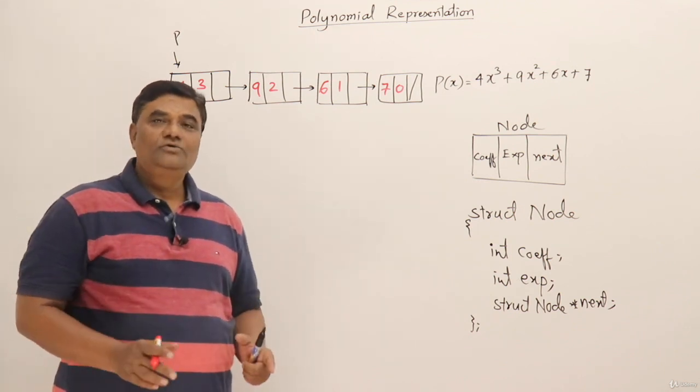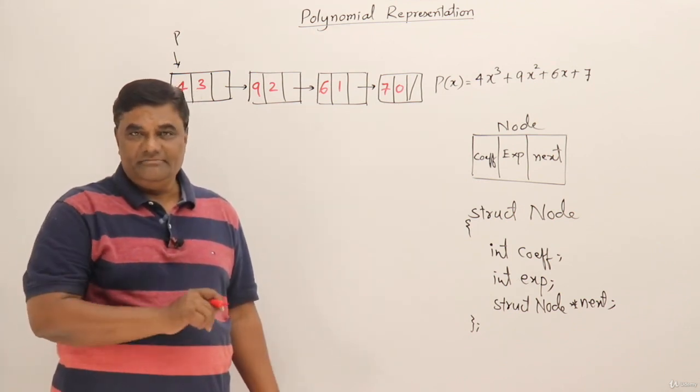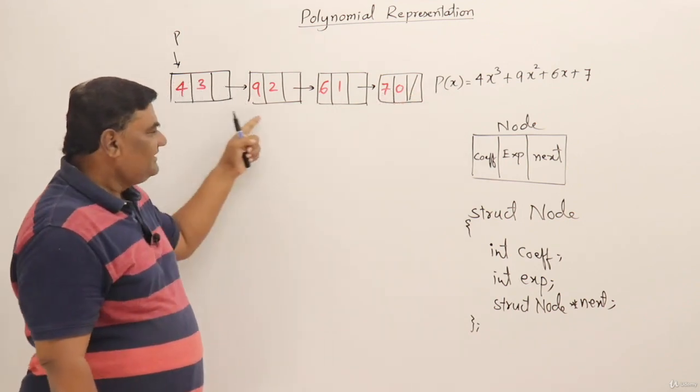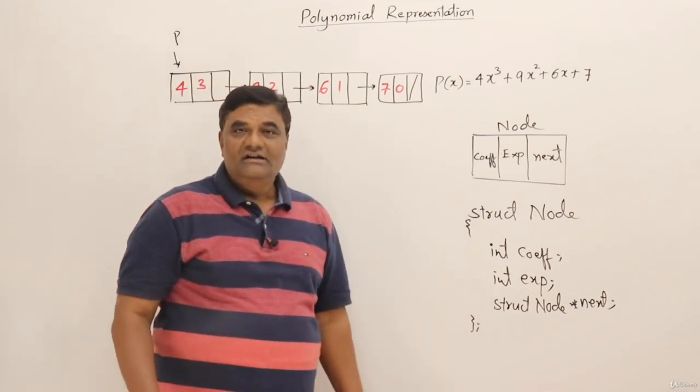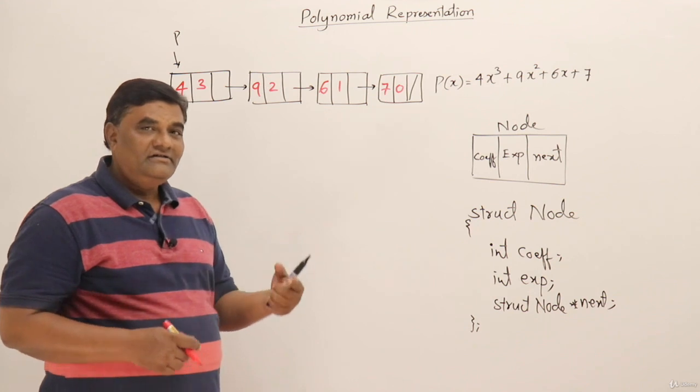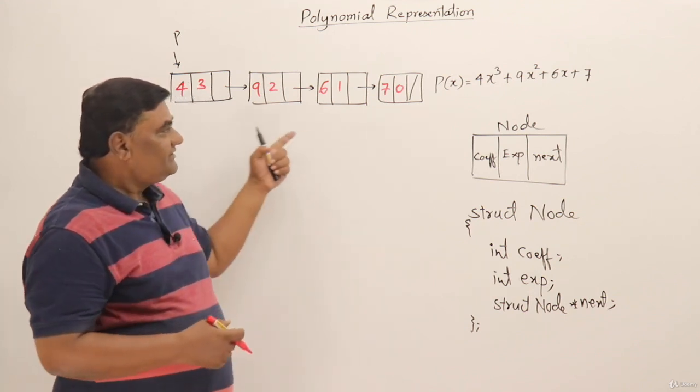Now we will learn how to evaluate a polynomial. Already we have a polynomial, and this is represented using a linked list using this node structure. Now if we know the value of x, then how we can get the result of this polynomial?